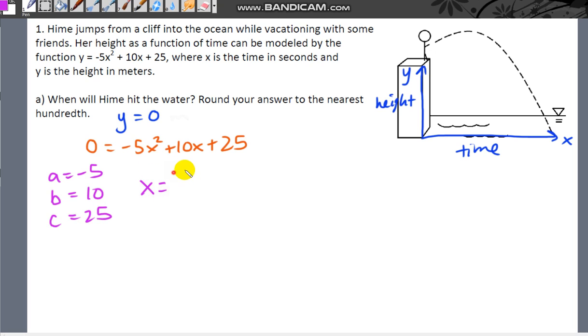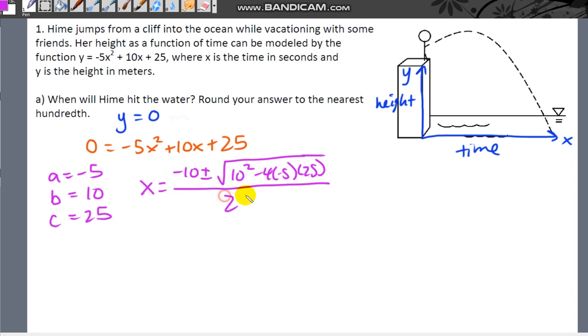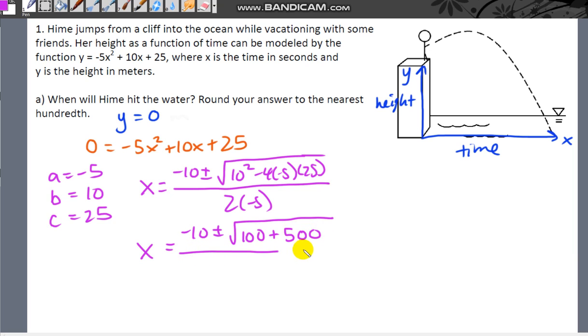So x is equal to negative b plus or minus the square root of b squared minus 4ac, all over 2a. So we have x equals negative 10 plus or minus the square root of 10 squared, and 10 times 10 is a lovely 100. A negative times negative becomes positive. We have 4 times 5 is 20, and 20 times 25, I believe, is 500. Next we divide by 2 times negative 5, which is negative 10.